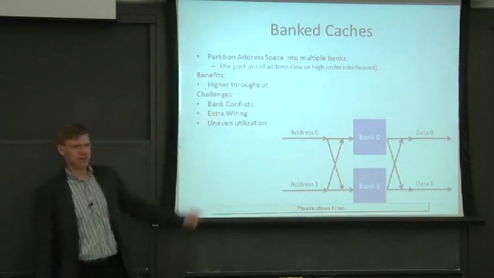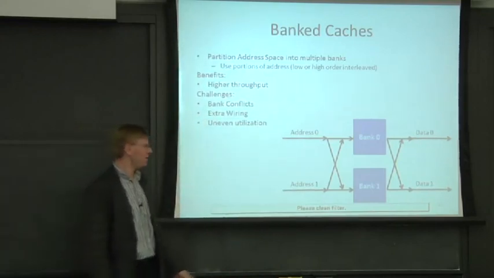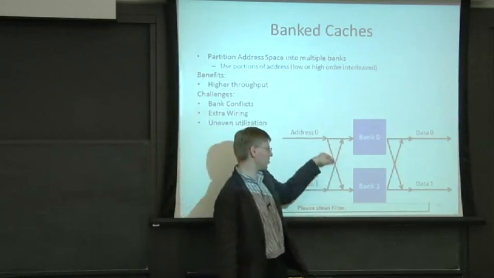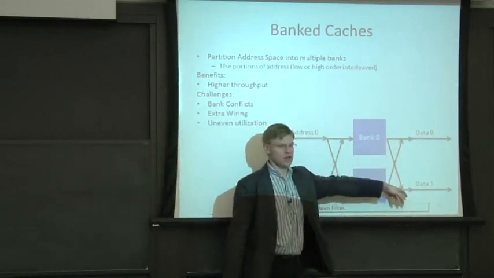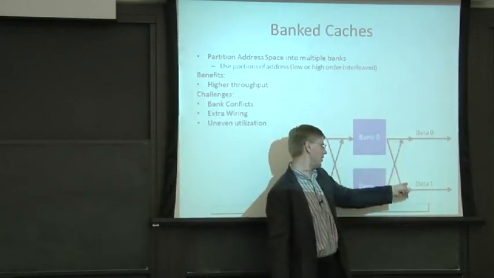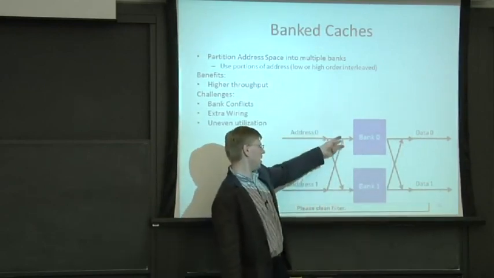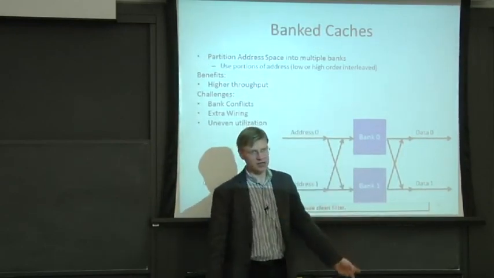Extra wiring. So what do I mean by extra wiring? Well, in our previous design, we didn't have these sort of crossover paths. So what this really turns into is a mux here, a multiplexer there, a mux here and a mux there for the address paths.